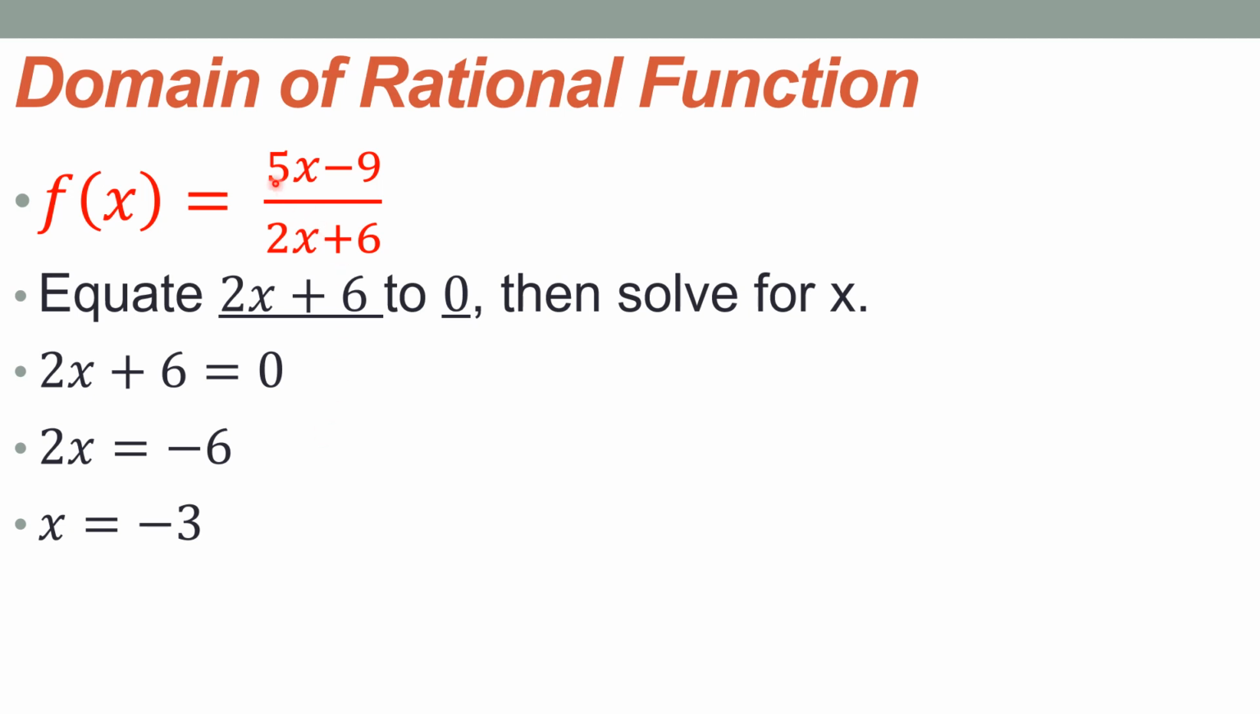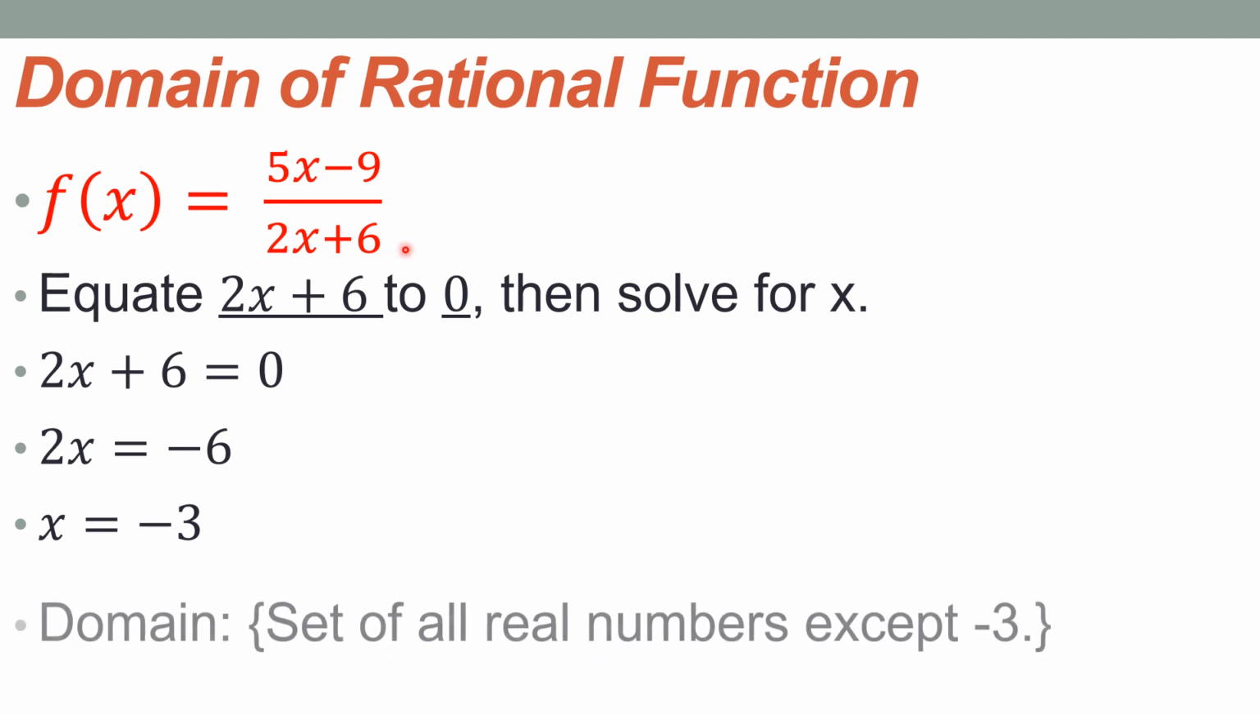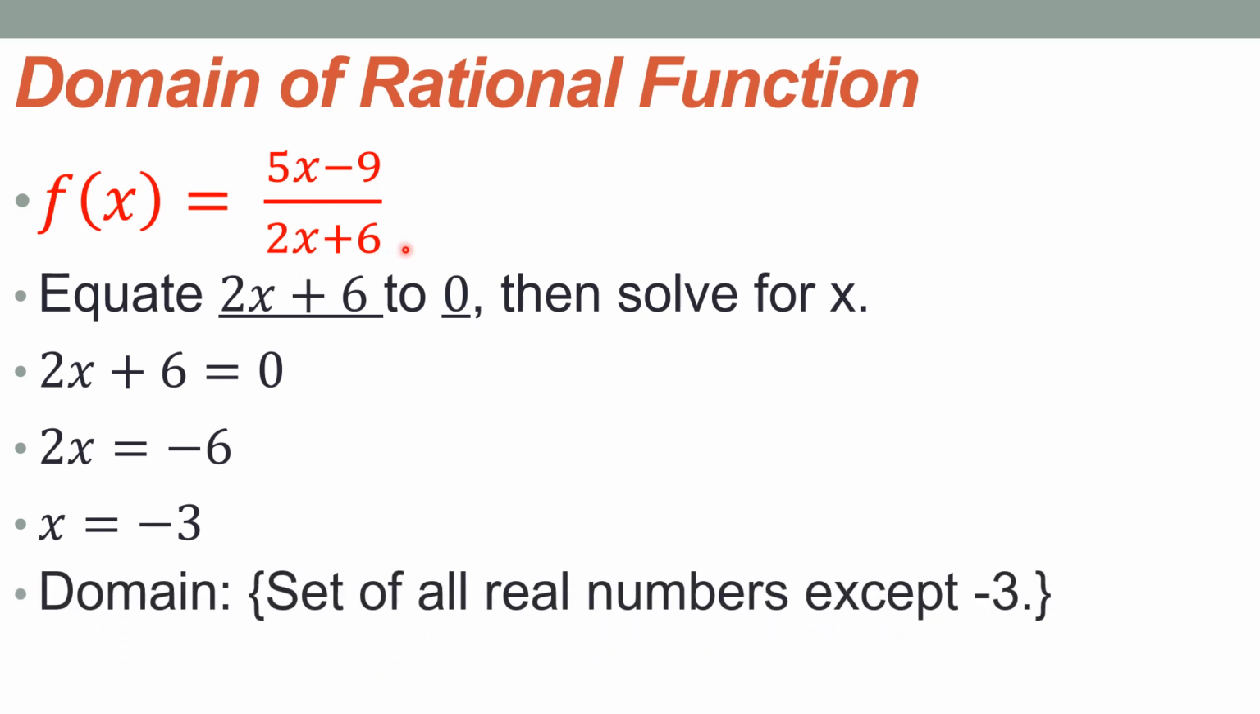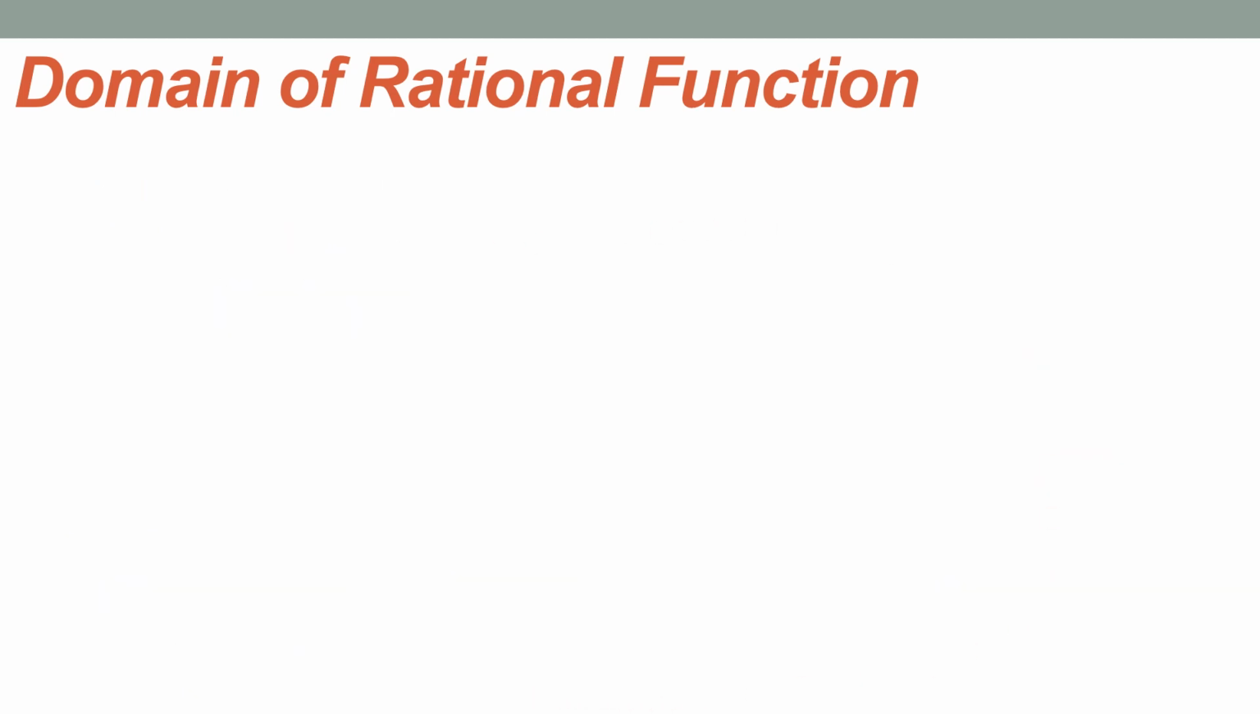If our x here is negative 3, our denominator would be 0, making our rational function undefined. So 2 times negative 3 is negative 6, plus 6 is equal to 0. Therefore, the domain of our rational function is the set of all real numbers except negative 3, or the set of all x such that x is not equal to negative 3. Let us have another one.